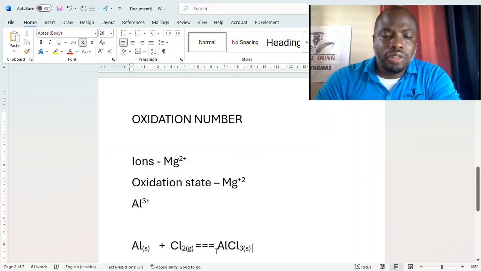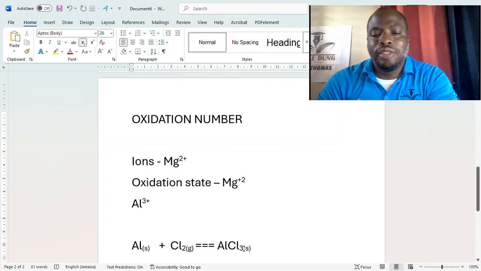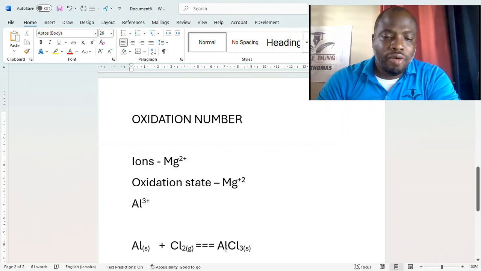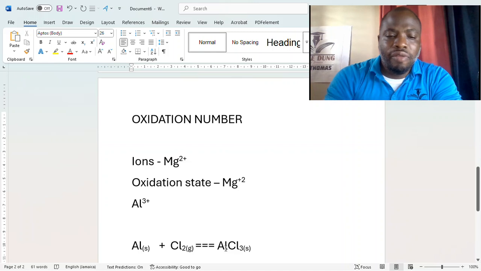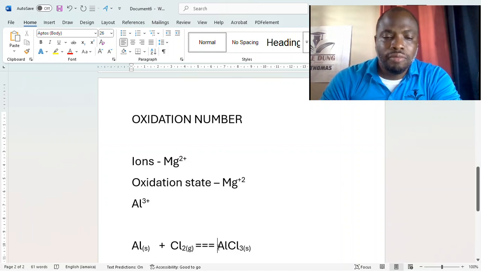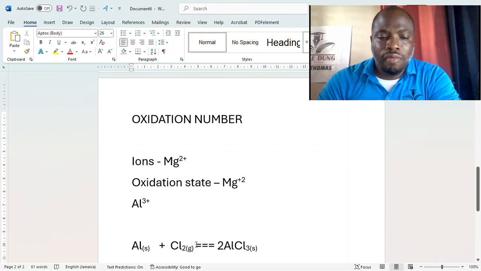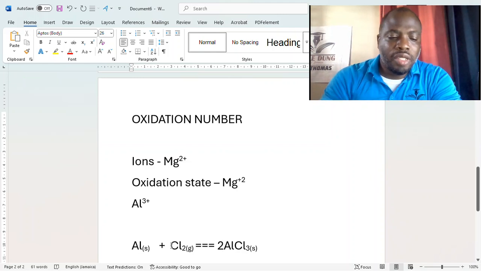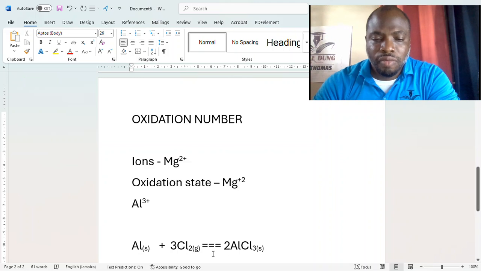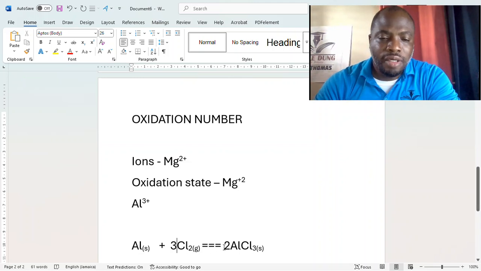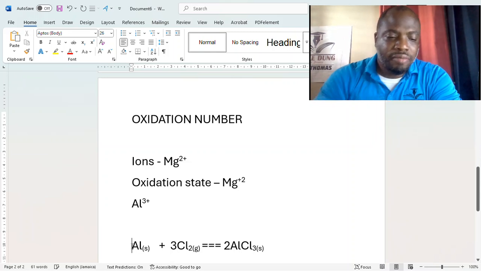Because I don't want persons asking how we have 2 chlorine on this side and 3 on that side, we find the lowest common multiple of the 3 and the 2 for the chlorine. That would be 6. So if I want 6 chlorine on this side, I put a 2 there, and if I want 6 chlorine on this side, I put a 3 there. Now when I place the coefficient here, it also affects the aluminum.